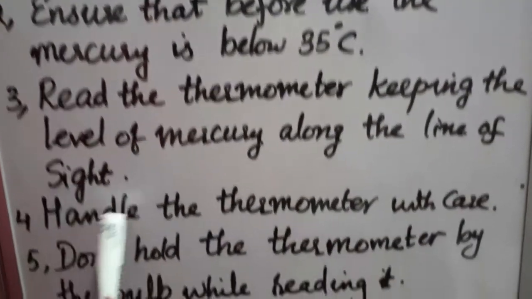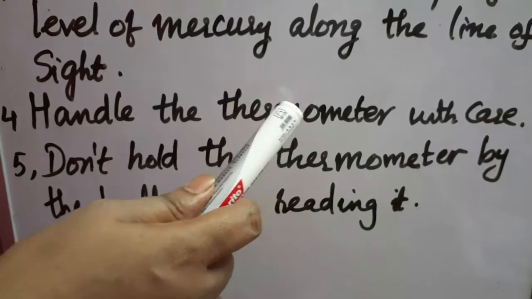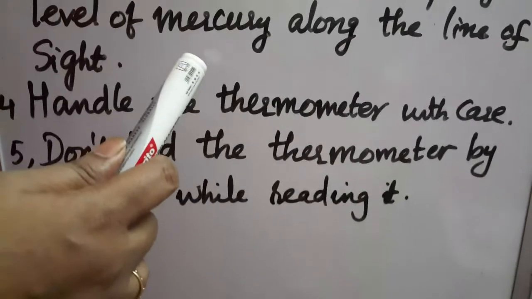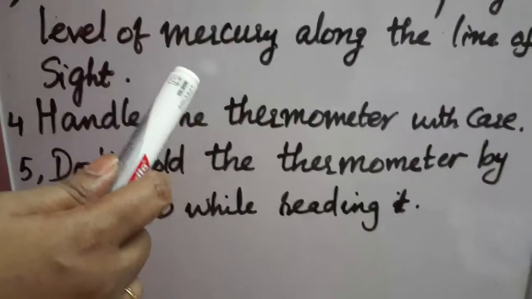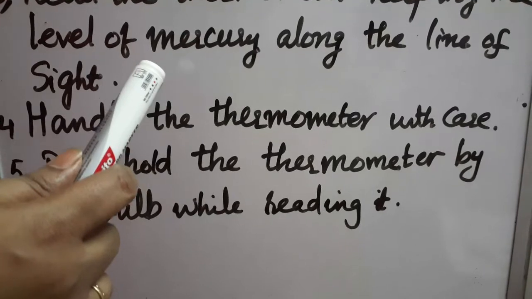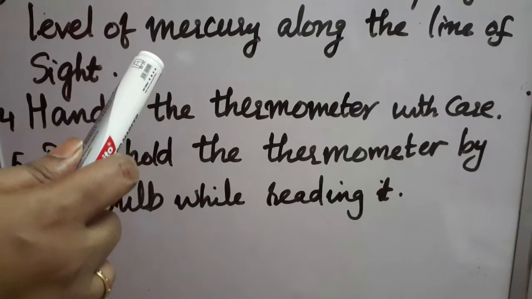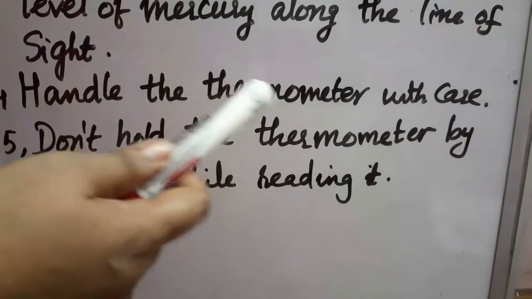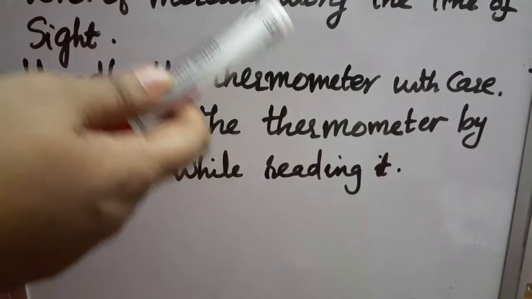Okay, then handle the thermometer with care. You should take care. It contains mercury, which is very poisonous. If it breaks, we cannot handle it. It will go like one ball. So we should take care while handling the thermometer. If it hits any hard place, it will break.